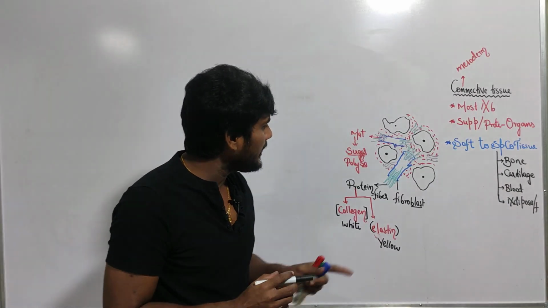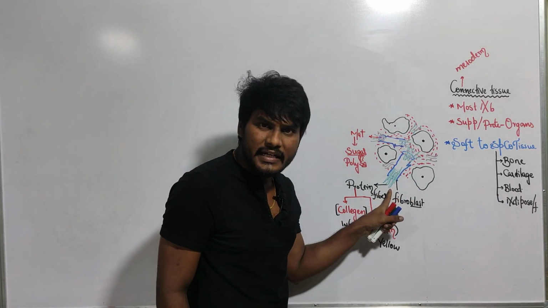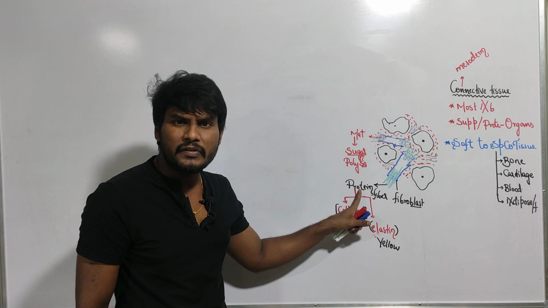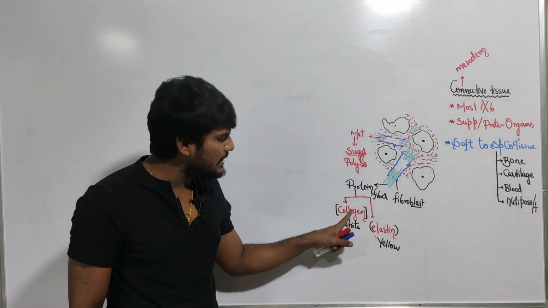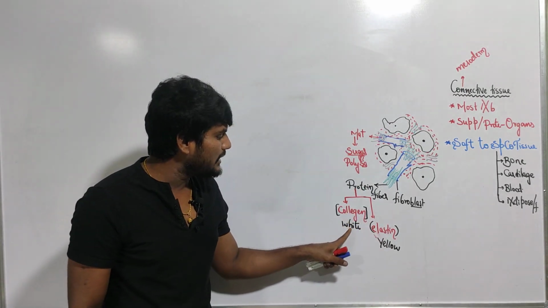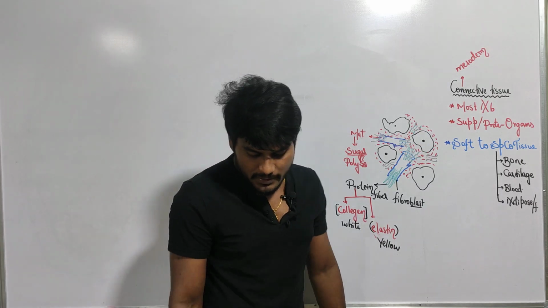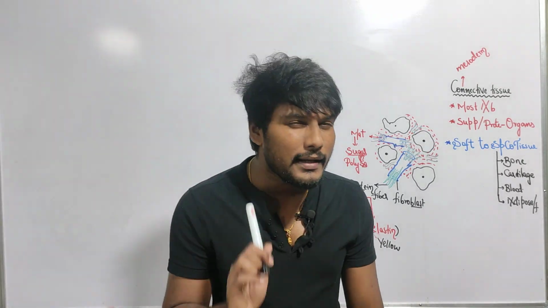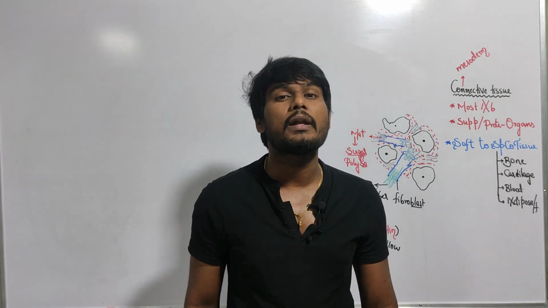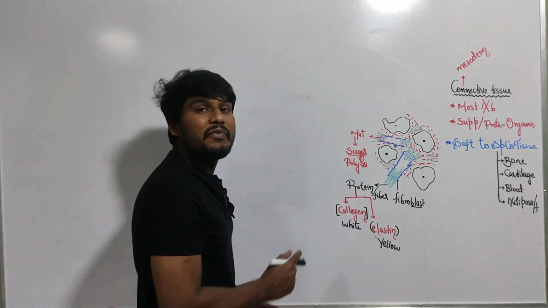You should not forget that fibroblasts are secreting the fibers, and the fibers are made up of protein. Which protein? Either collagen or elastin. If it is made up of collagen, the color is white. If it is made up of elastin, its color is yellow. Okay, fine. What is the use of these fibers?